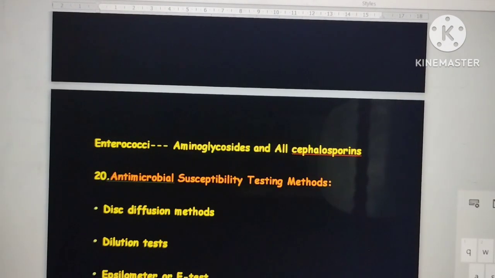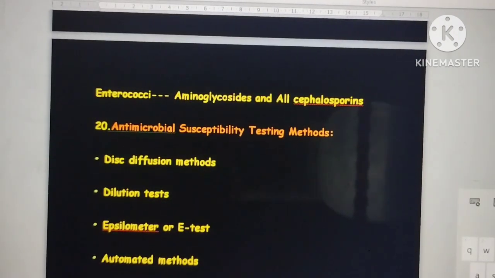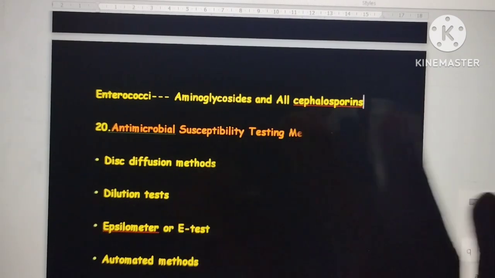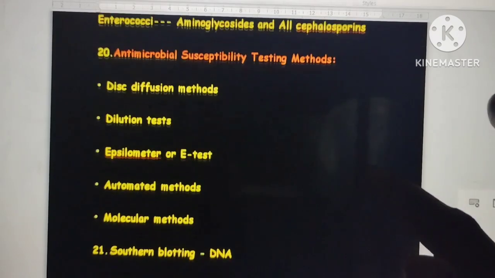So next topic here is what are the antimicrobial susceptibility testing methods. So first it is the diffusion method. We will be using the Kirby-Bauer method. Okay. Next it is dilution test, that is micro dilution and macro dilution, and epsilometer test. Automated is Vitek method, and molecular is PCR. Okay, so just remember what are the methods used for antimicrobial susceptibility testing.